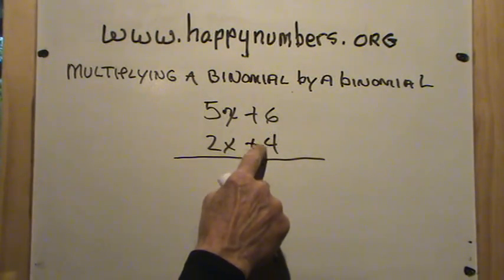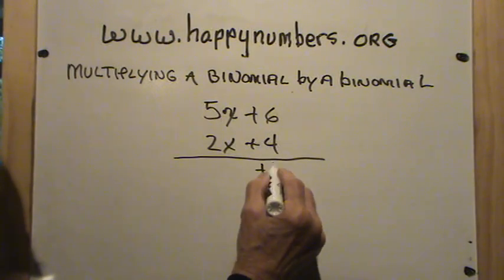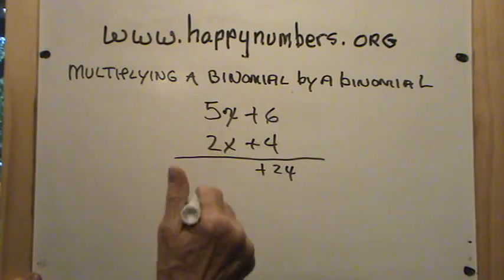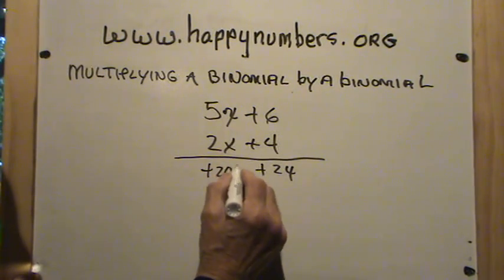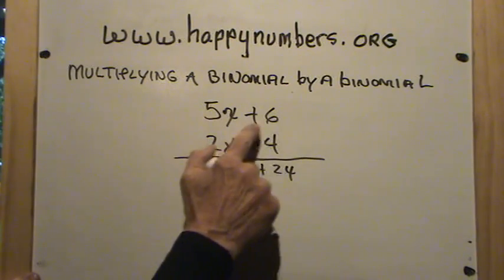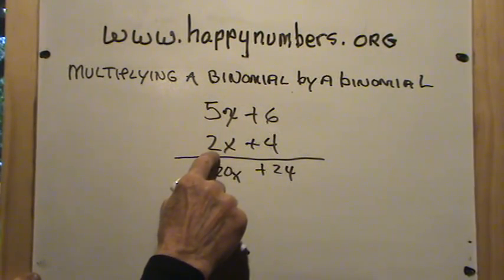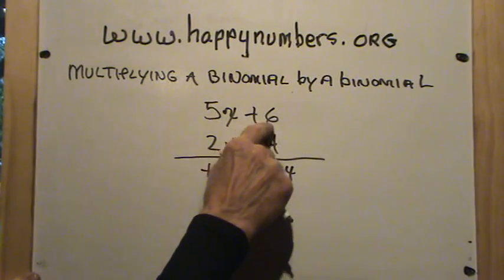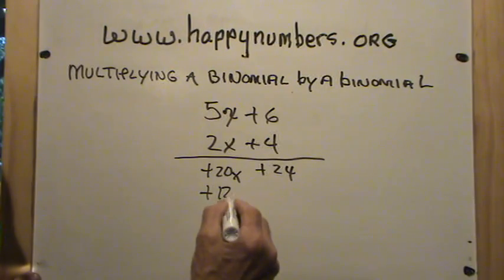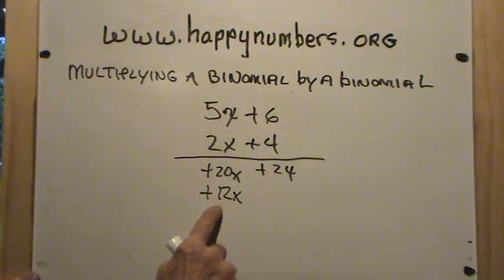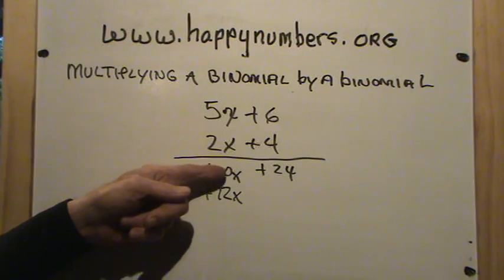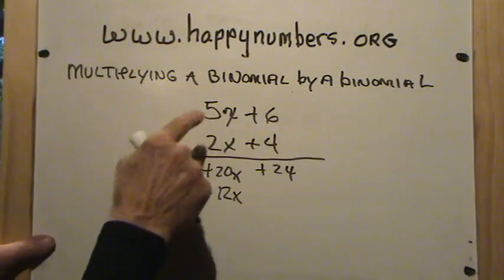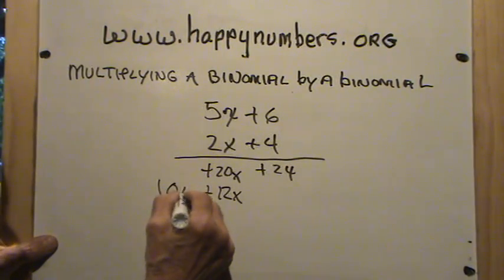So positive 4 times positive 6, positive 24. And now positive 4 times positive 5x gives me positive 20x. Now I multiply both terms here by this term of the bottom binomial. Positive 2x times positive 6 gives me positive 12x, and I put it right under there because both these terms are the same. This is x and x. And here I have positive 2x times positive 5x gives me 10x squared.